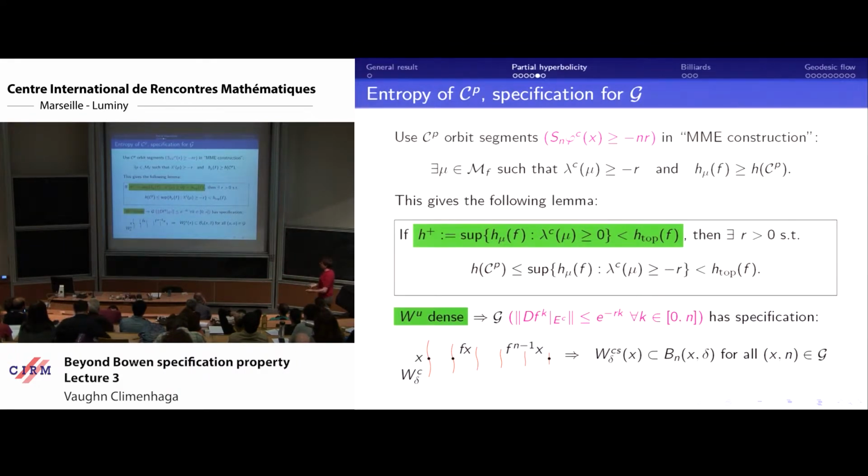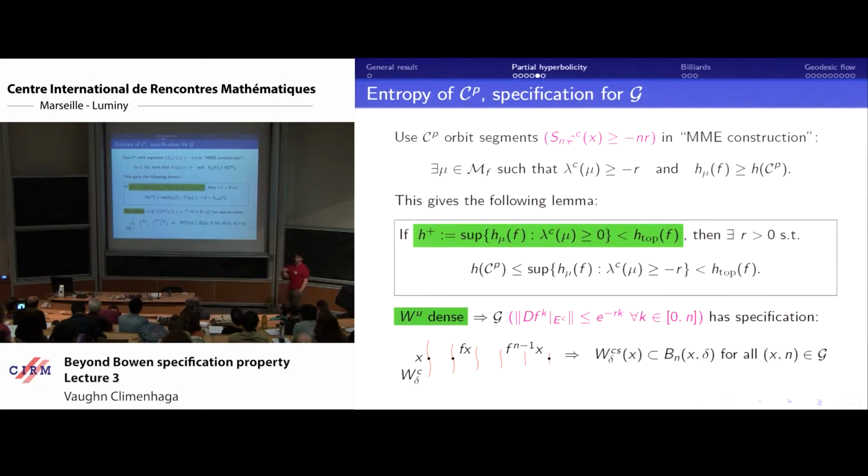And then by the same argument as on the previous slide, what am I saying? So I'm now claiming that there's some lemma. The first piece of it is this inequality. This inequality is what I just argued: that the entropy of the prefix collection is bounded above by the supremum of the invariant measure's entropy, for which the center exponent is at least minus r.